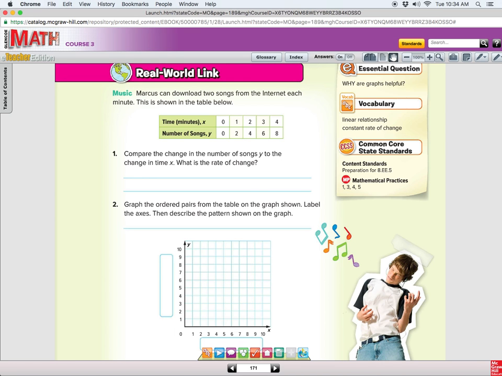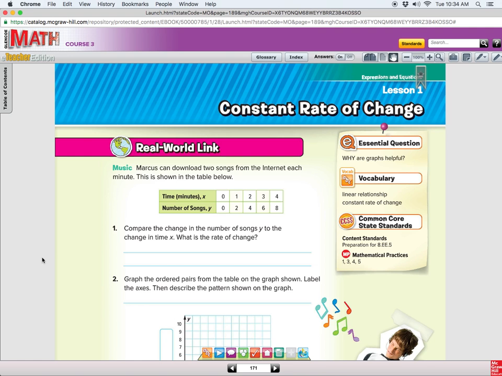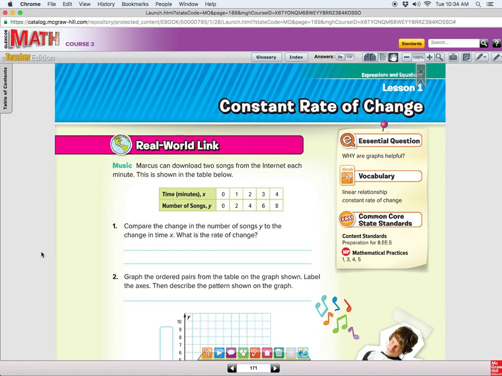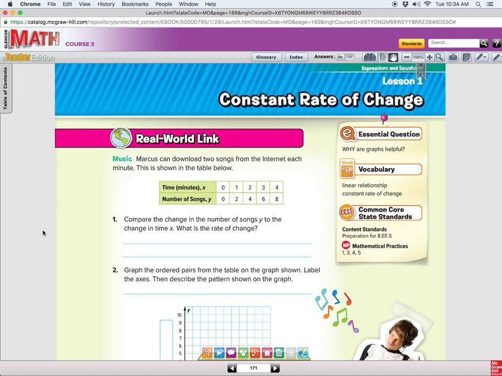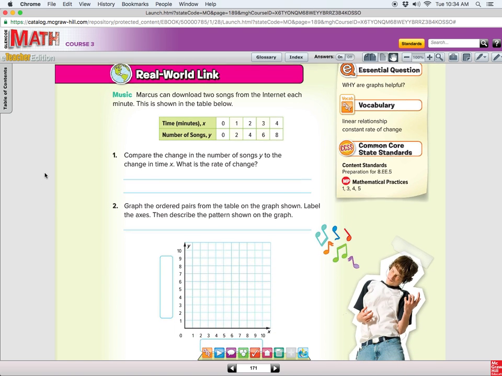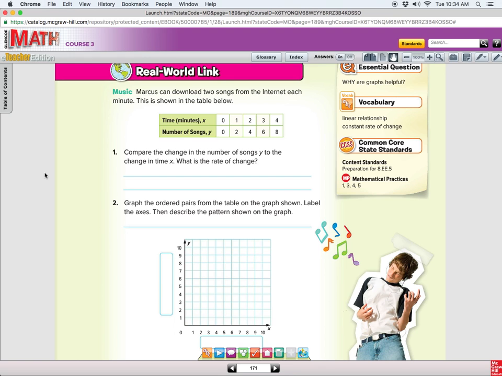Alright, these are going to be your notes for section 3.1. We're on page 171. We're going to start with constant rate of change, which you can see is at the top here. That's our topic for this entire lesson. And we're also going to learn that constant rate of change is also known as slope, but we'll learn more of that later. So starting here, Marcus can download 2 songs from the internet each minute.